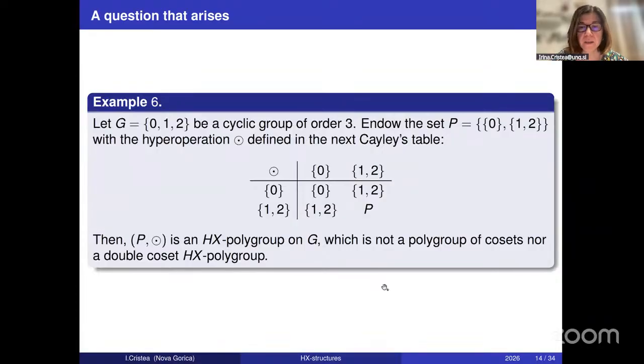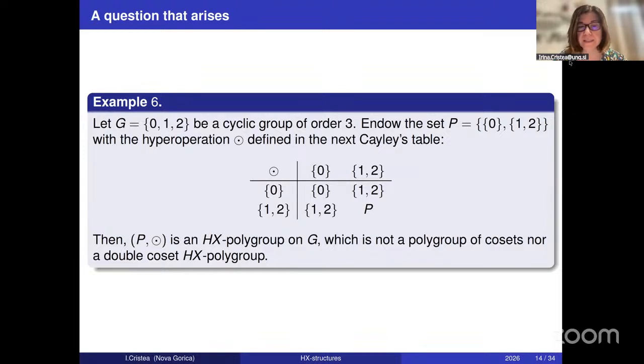Another example, considering the cyclic group of order 3, so with the elements 0, 1, 2, then we consider P to be the set containing the subsets {0} and {1, 2}. Then we define the hyperoperation based on the Cayley table. And this is again an HX polygroup on G, which is not a polygroup of cosets nor a double coset HX polygroup.